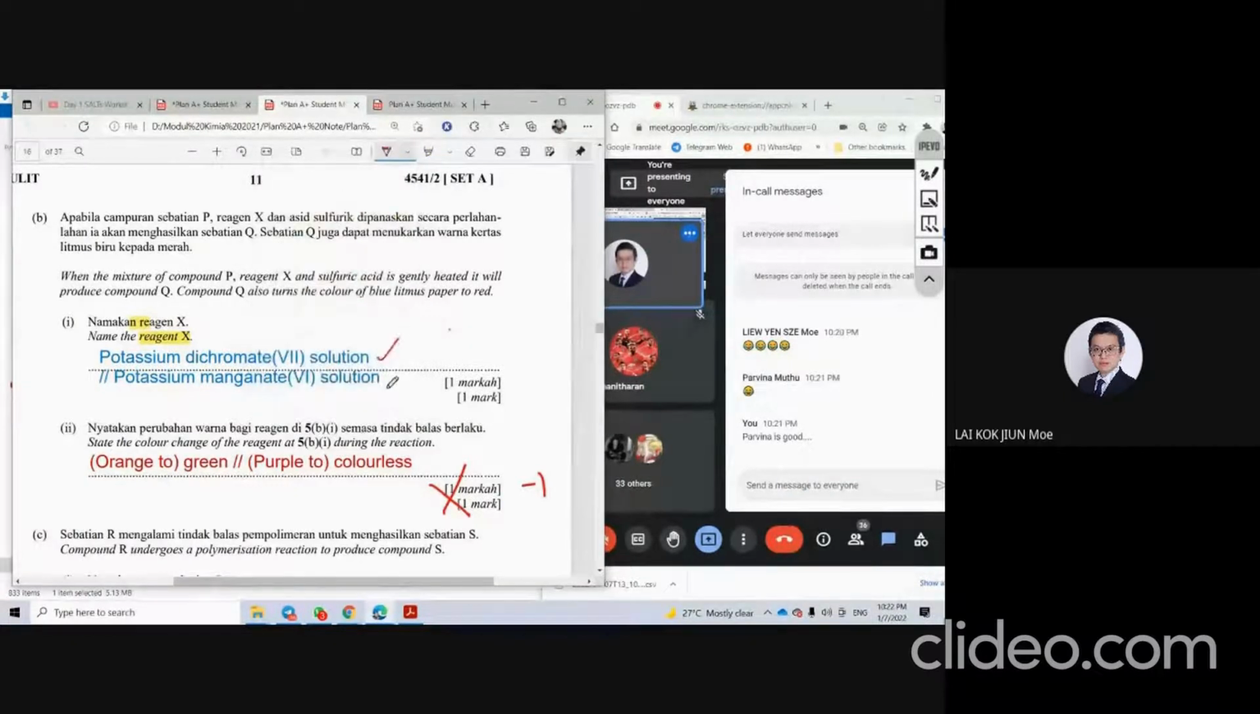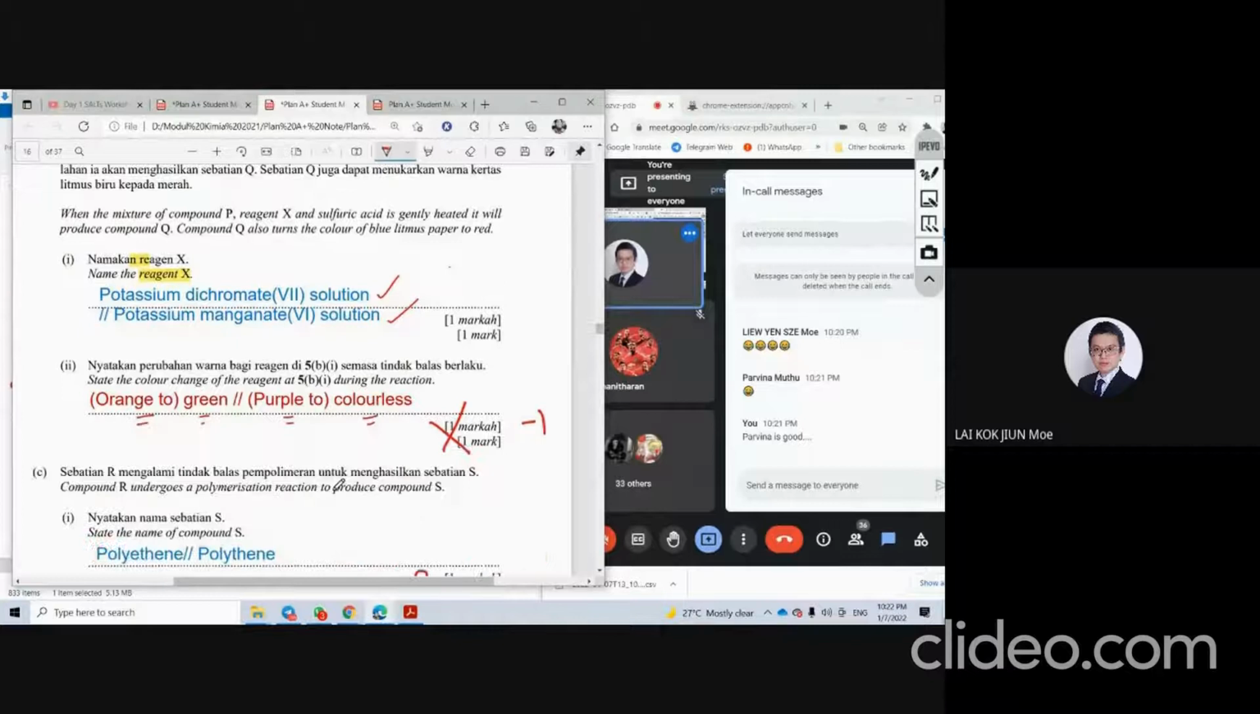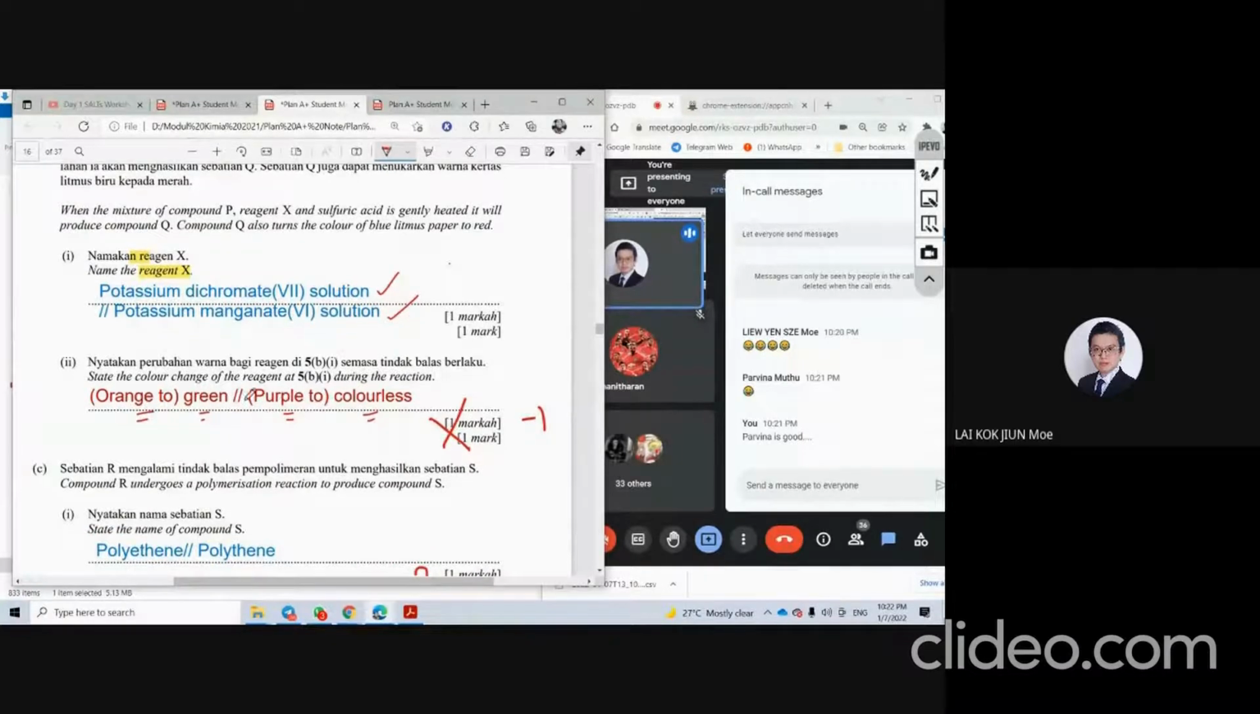Is it okay? So the color change, how? If you say dichromate, you use orange to green, right? You must mention orange, you must mention purple too, the colors, right? This one I forgot to delete, so my thread is gone already. Correct. Okay, anyone want to give objection?